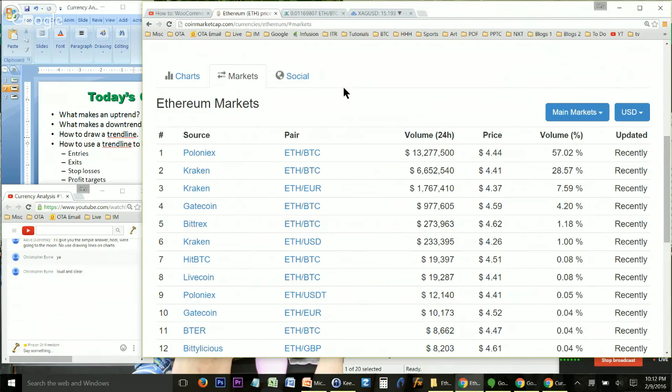Okay, so back to what I was saying, guys. You want to look at the volume here, and you'll notice that Poloniex has 57% of the trading volume for Ethereum into Bitcoin, and Kraken has 28%. So you pretty much want to pay attention to these exchanges, the top four. I'm not sure what Gatecoin is. I'm not very familiar with them, but I know that Poloniex and Kraken have been around for a while.